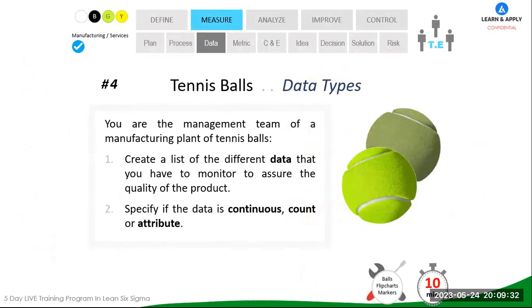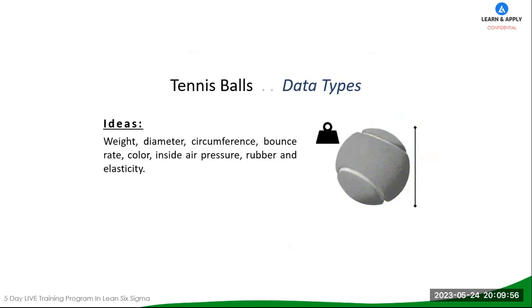Okay, so this is a second example that we will take. Let's take an example of a tennis ball. Let's say you are the management team of a tennis ball manufacturing plant. Now let's list out different data and try to convert it into 2 categories, continuous data and attribute data. We have identified these characteristics: weight, diameter, circumference, bounce rate, color, inside air pressure, rubber, and elasticity.